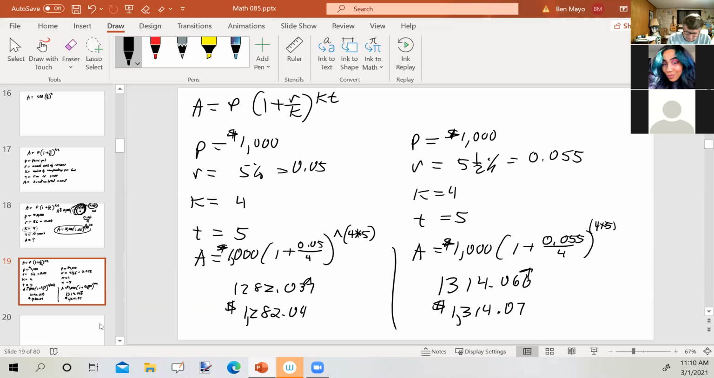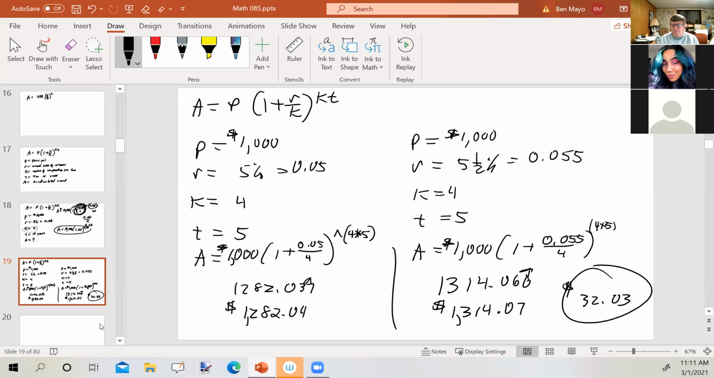that. Let's see, if I take 1314.07 minus 1282.04, $32.03. So $1,000 compounded 4 times a year, interest rate for 5 years. By adding a 0.5% interest rate, you get $32.03 more.